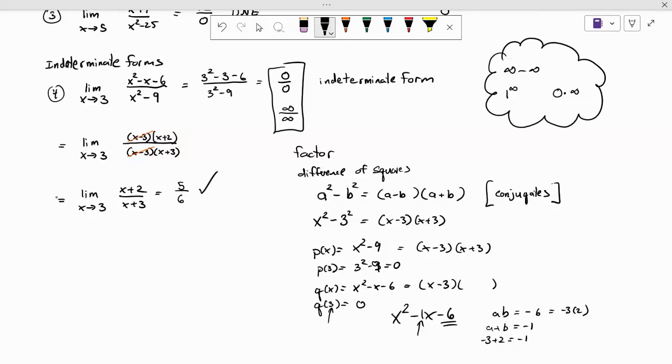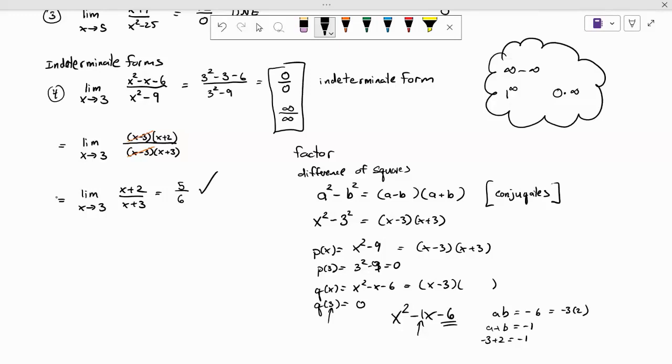So yes, you get 0 over 0 in the limit problem, and you see polynomials especially. Try factoring, and don't forget about that. Be on the lookout for differences of squares. You know, that kind of stuff.